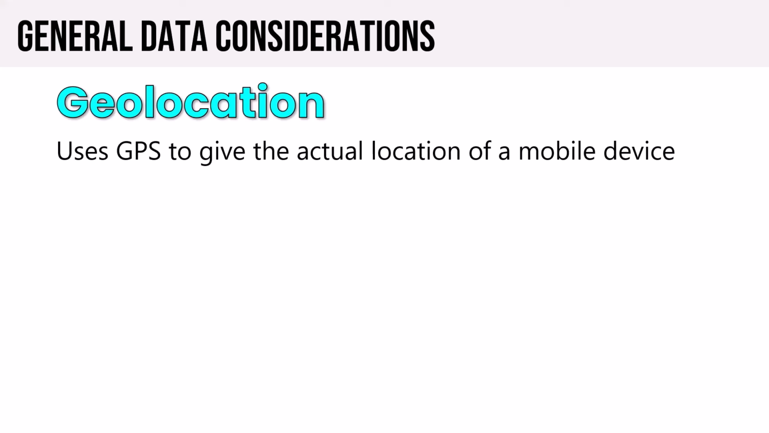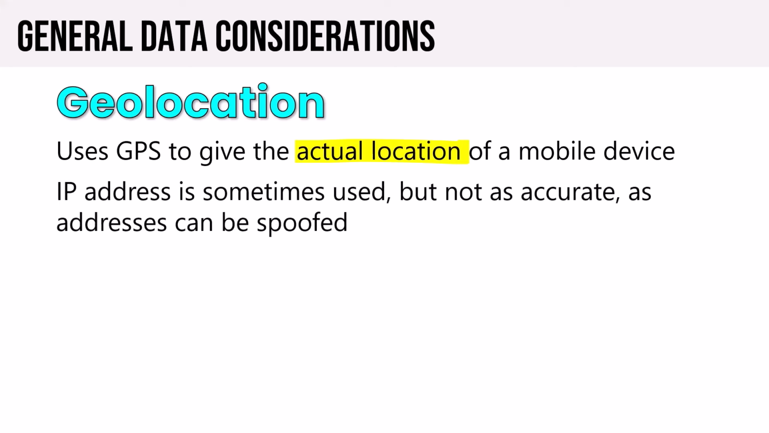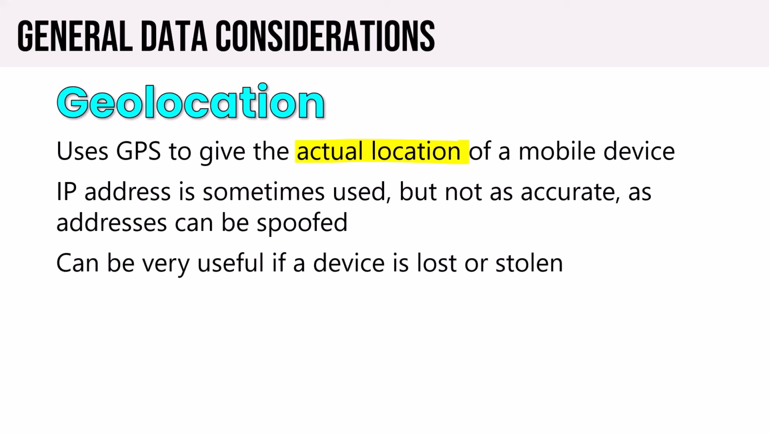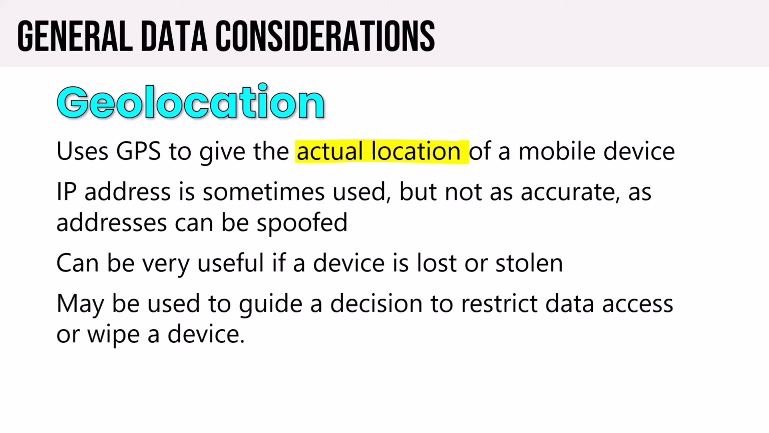Geolocation uses GPS to give the actual location of a mobile device. IP address is used sometimes, but it's not as accurate because IP addresses can be spoofed. But geolocation can be very useful if a device is lost or stolen. And it's often used to guide a decision to restrict data access or wipe a mobile device.